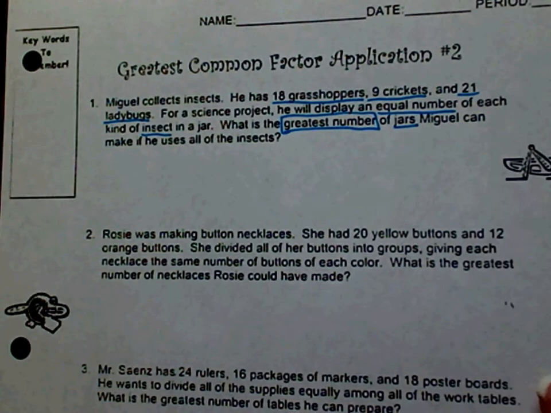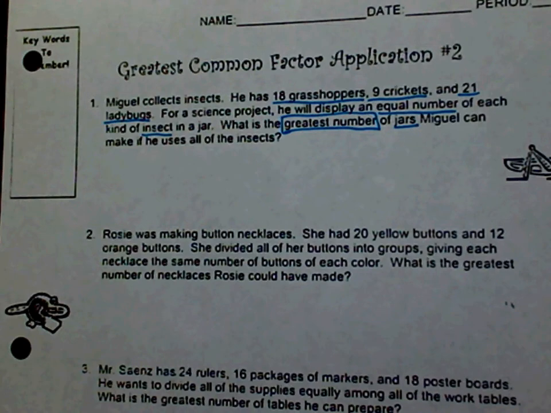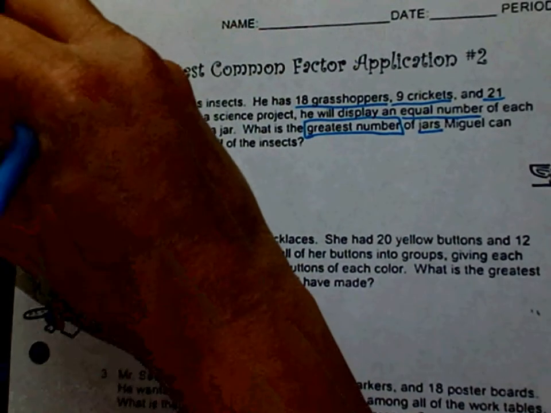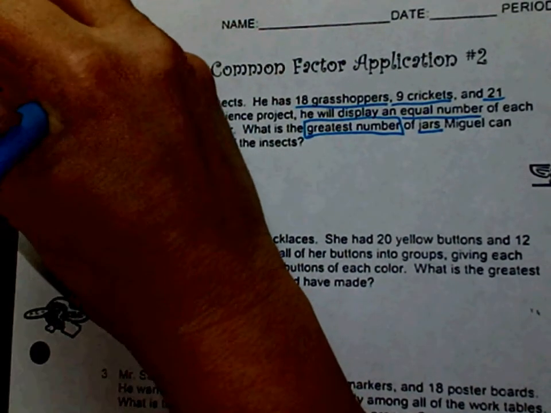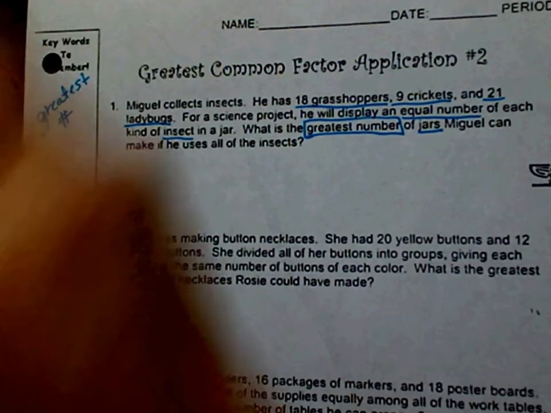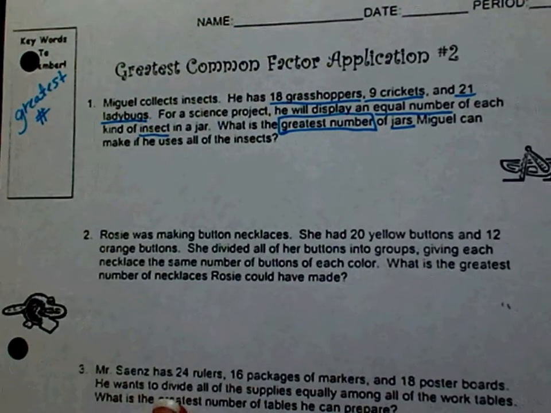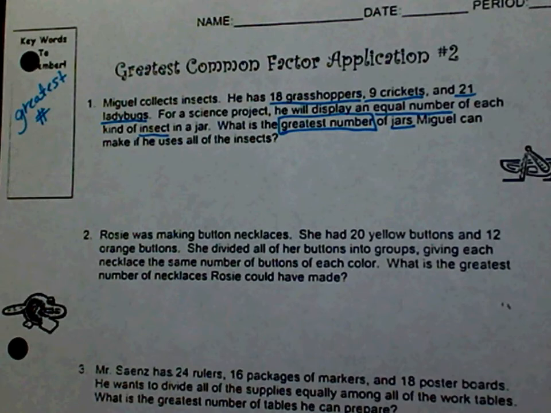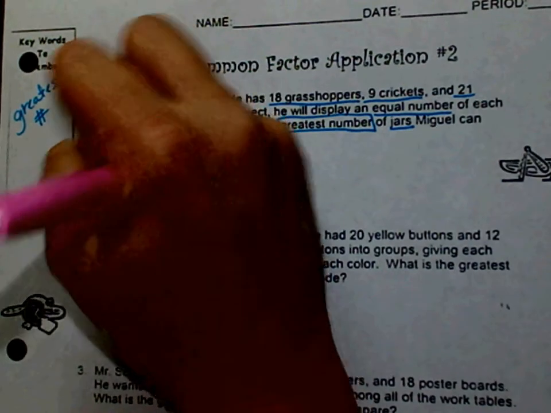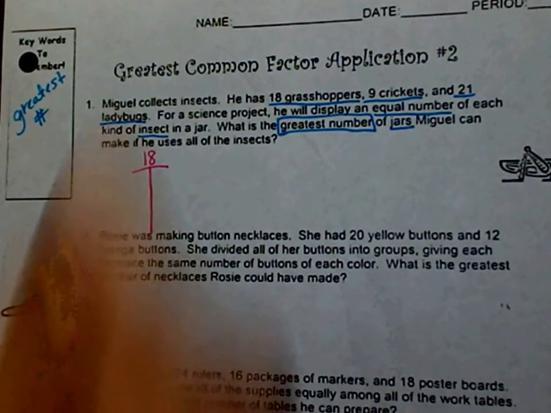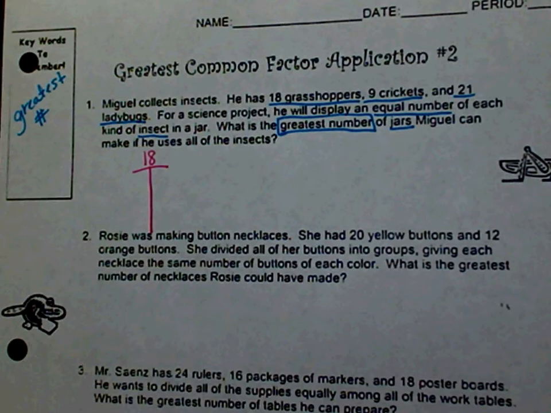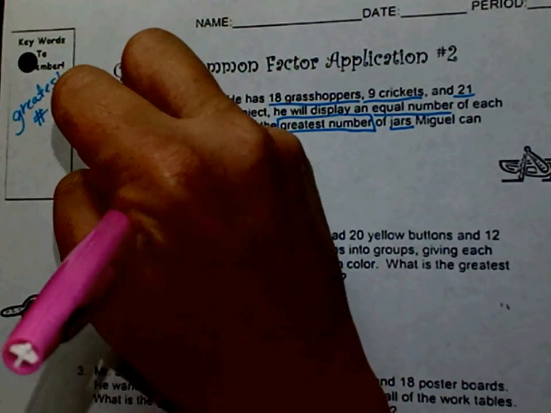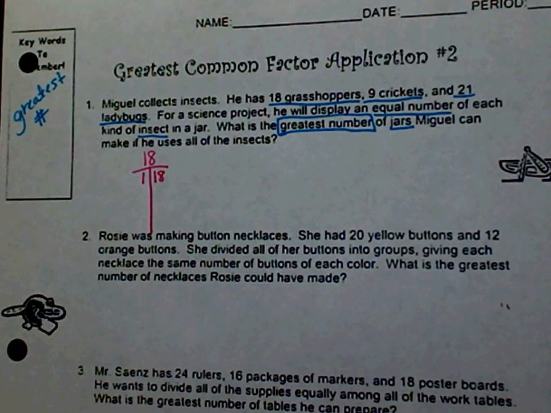So with greatest common factor, one of our key words to remember, and I'm going to put this over here, is the words greatest number, because that's going to remind us that we're looking for the greatest common factor. So how do we go about getting it? First, we need to find all the factors for the first number, which is 18. If you're not comfortable going straight to a T-chart, you can always do a tree and then put them into your T-chart. If you can go straight to a T-chart, it'll save you some time.